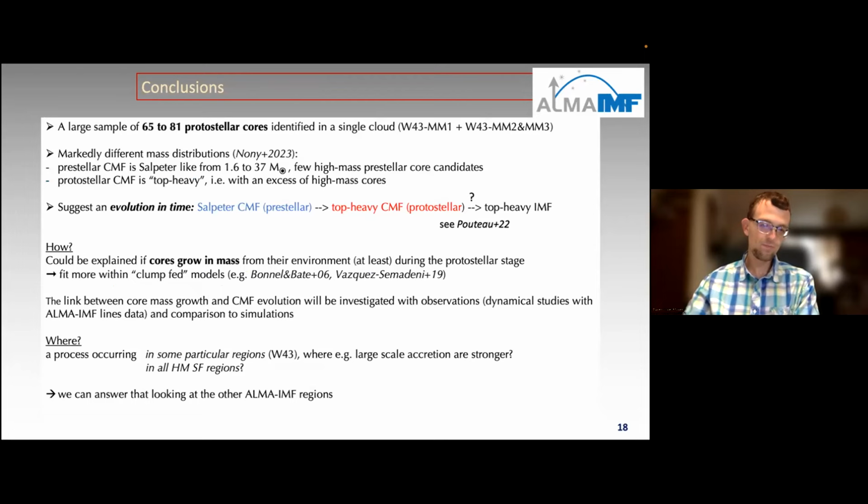So what does this difference tell us about the star formation process? Well, this difference clearly indicates that cores need to grow in mass during the protostellar stage, and probably from the environment at least. If you're familiar with star formation models, this fits more within the family of models from Bonnell or Vázquez-Semadeni. And using IMF observations, we will also be able to see if this is only the case in the starburst region W43, or in other high-mass star-forming regions.